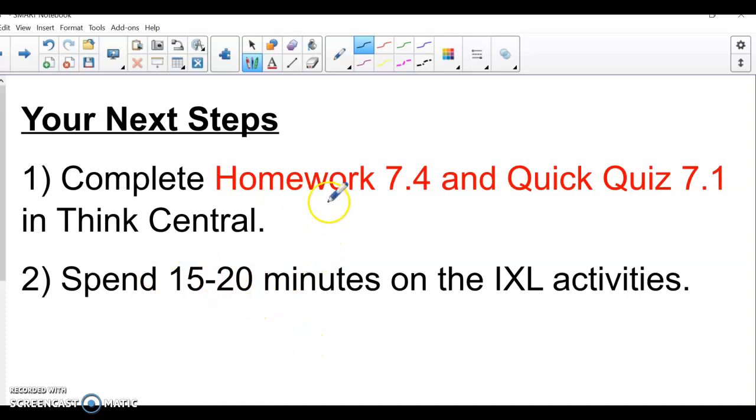Okay. Now, your next steps. You're going to complete not only homework 7.4, but also quick quiz 7.1. That's kind of a review of all the work we've done so far in Unit 7. It's only 5 problems. And then once you get done with that, take some time, go into IXL and work on some of the fraction work today. All right, if you have any questions, please let your teacher know. Have some fun today and work hard.